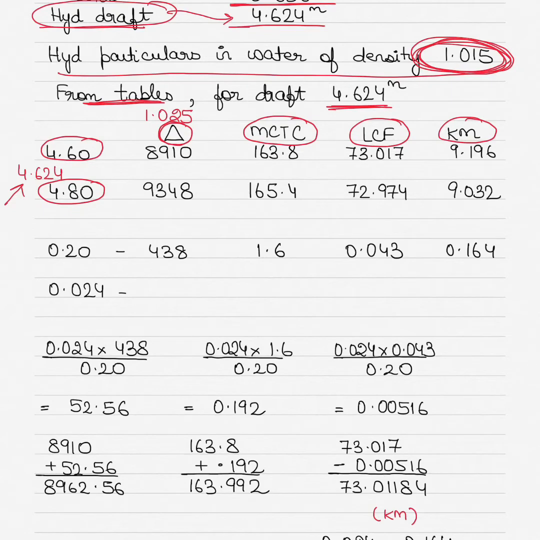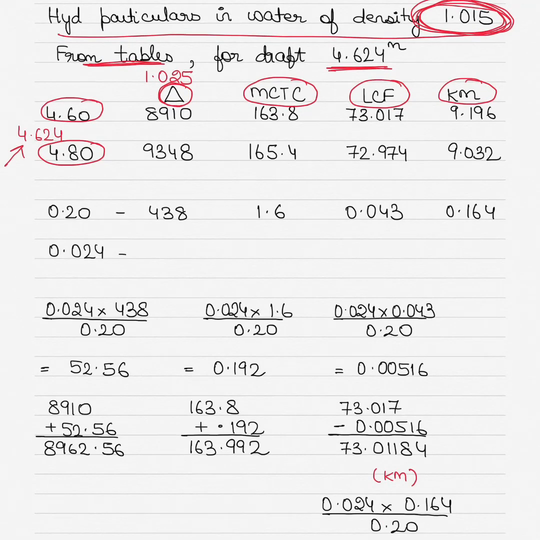You remember how we did the interpolation? So I'll show you all the interpolations, and if you don't get it at one time, then watch this video again to understand it. So the interpolation is always simple. For a difference of draft of 0.20 meters, that is the difference between 4.8 and 4.6, the difference of the displacement is 438. 438 is 9348 minus 8910. Therefore, for a difference of draft of 0.024, which is nothing but 4.624 minus 4.6, so 4.624 is the hydrostatic draft that we want the values for, what will be the difference in the displacement?